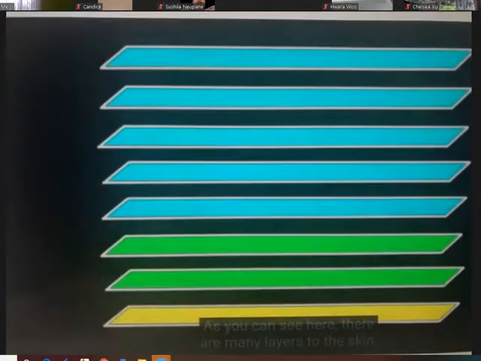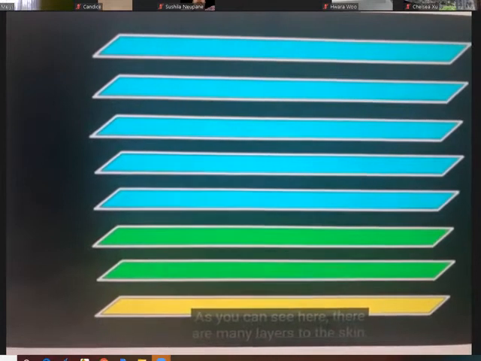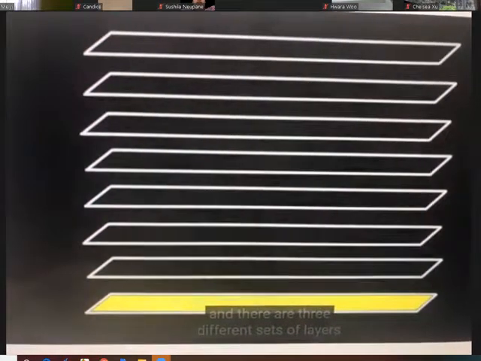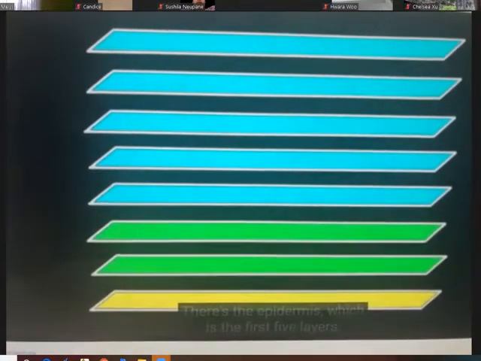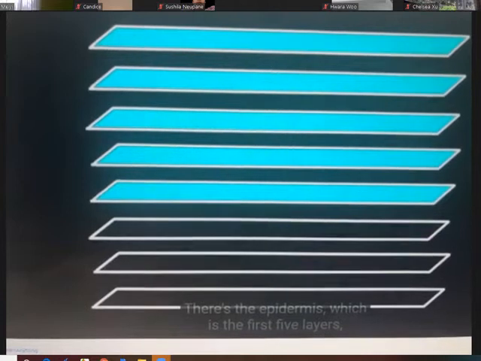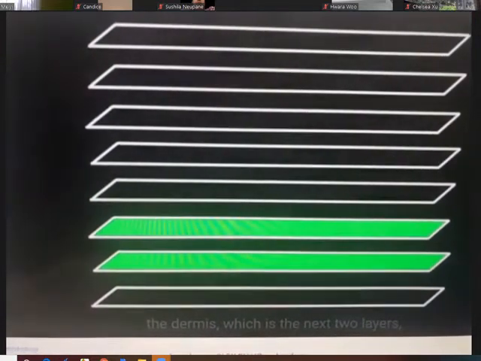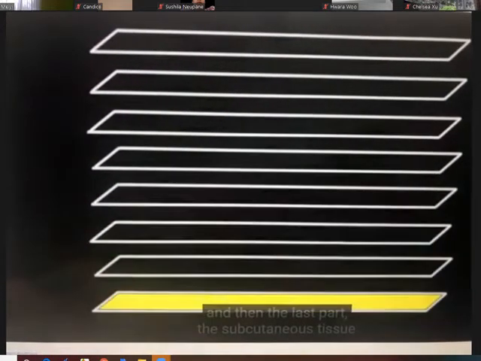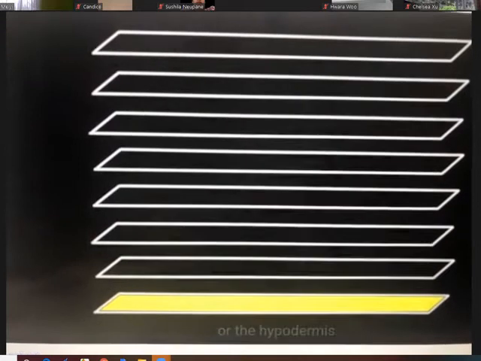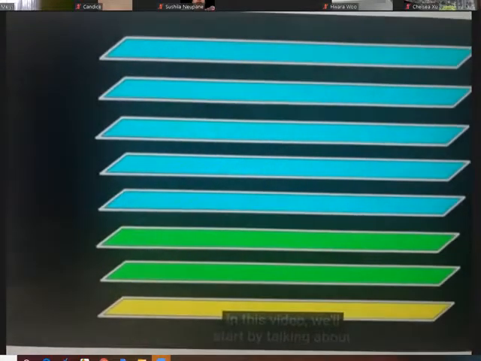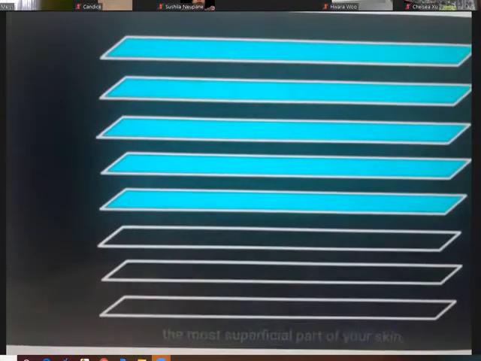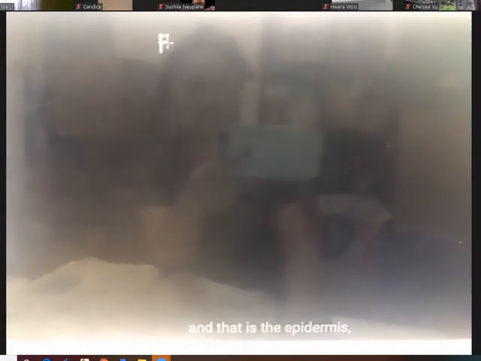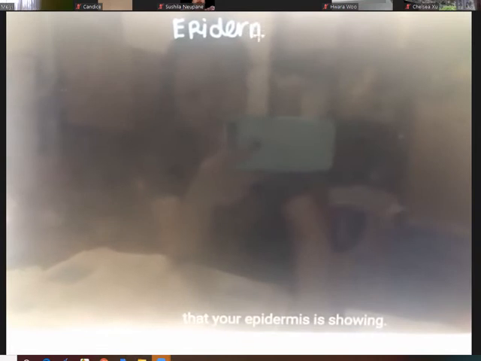As you can see here, there are many layers to this skin, and there are 3 different sets of layers that we can talk about. There's the epidermis, which is the first 5 layers, the dermis, which is the next 2 layers, and the last part, the subcutaneous tissue, or the hypodermis. In this video, we'll start by talking about the most superficial part of your skin, and that is the epidermis. And I'm sure your friends have told you before that your epidermis is showing.